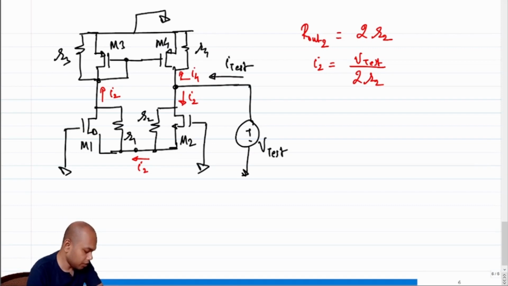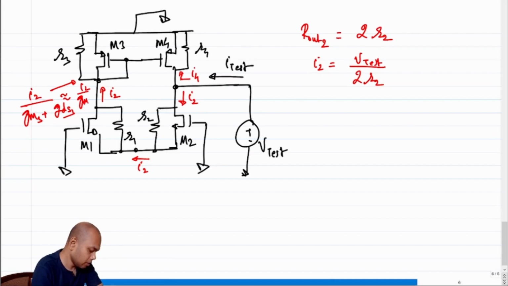If this I2 flows into this diode connected configuration of M3, it will generate some voltage at the gate of M3. What will that voltage be? This voltage will be I2 by GM3 plus GDS3, which I can again say is approximately equal to I2 by GM3, correct? So if it generates this voltage of I2 by GM3, how much current do you think will flow through M4 and in which direction?